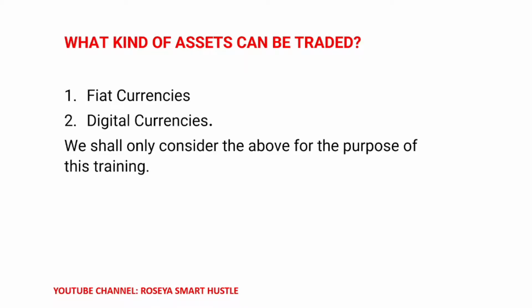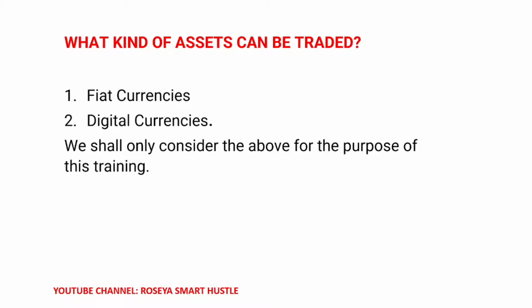Now, what kind of assets can be traded? What kind of assets can we use here? Fiat currencies and digital currencies are the two we shall consider for the purpose of this training. When you talk about fiat currencies, we're talking about the euros, the pounds, the dollars, and of course the Nigerian naira, because we are going to be using the Nigerian naira to get the foreign currencies that we need to trade with on the platforms. So you have to exchange your naira for other foreign currencies to be able to trade them in the market on various platforms. That is why I talked about fiat currencies, and also digital currencies, the cryptocurrencies, which are the assets we're going to be using for this arbitrage trading.